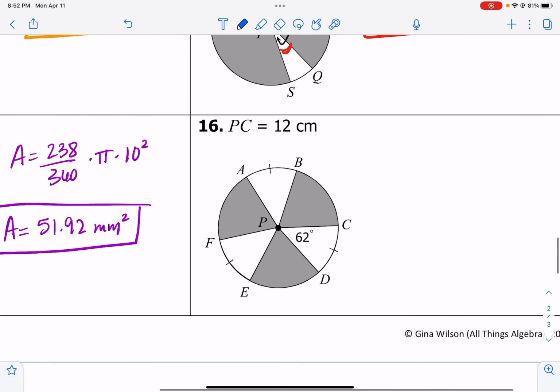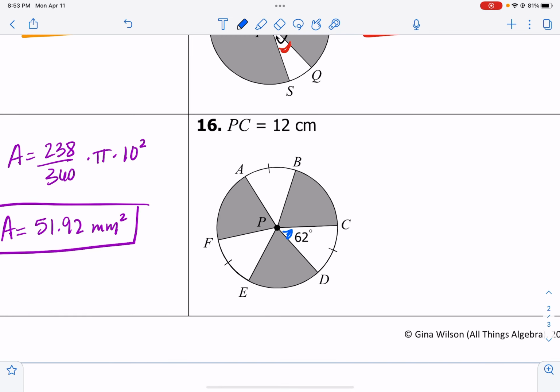Now, for the last one that we have, it says that this is 62. So this is 62. So what these little lines mean is that all three of these arcs are congruent. So it means that all of them are 62 degrees. So our total arc is 3 times 62, which is 174.